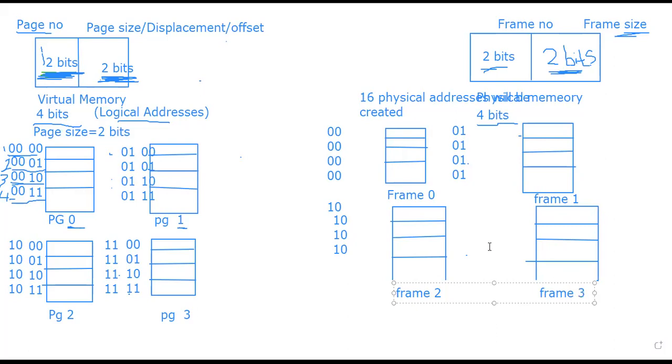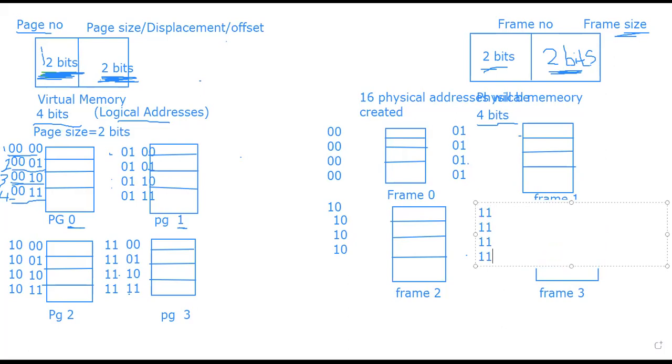Right. So how to write 3 in binary? That is 1 1, right? Yes, good.